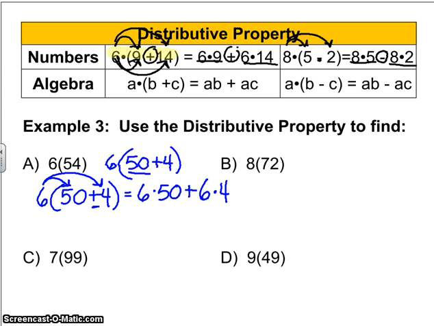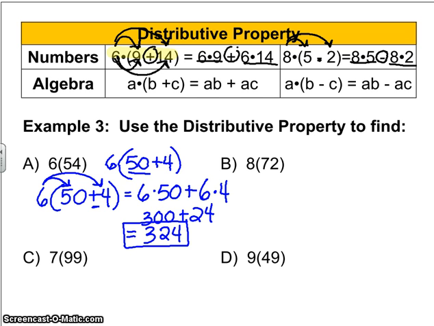Now looking at that, hopefully you're seeing that this is a little bit more manageable. 6 times 50 is 300, and 6 times 4 is 24. Again, we are able to solve this using mental math. I get an answer of 324. Take a look at letter B.